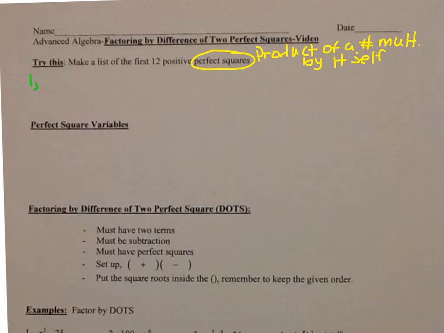And then we have 2 times 2 is 4. So 4 is a perfect square. Then we have 3 times 3 is 9. 4 times 4 is 16. 5 times 5 is 25. 6 times 6 is 36. 7 times 7 is 49. 8 times 8 is 64. 9 times 9 is 81. 10 times 10 is 100. 11 times 11 is 121, and 12 times 12 is 144. That's the first 12 positive perfect squares.